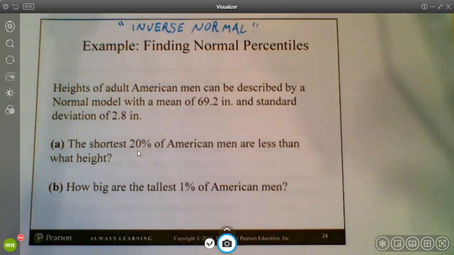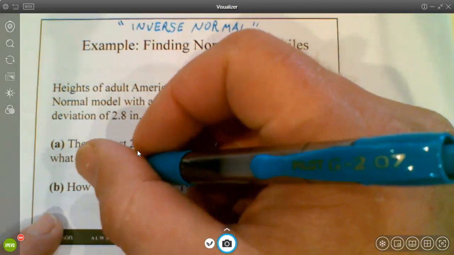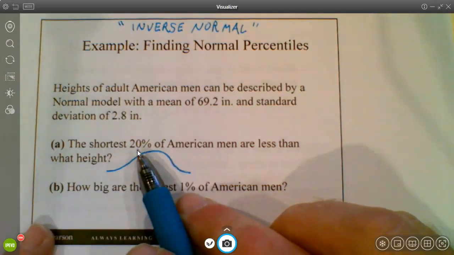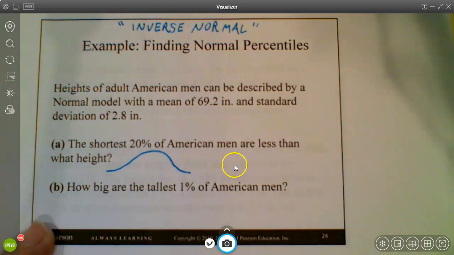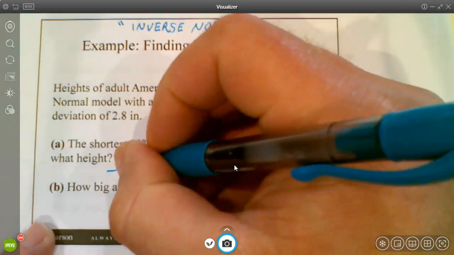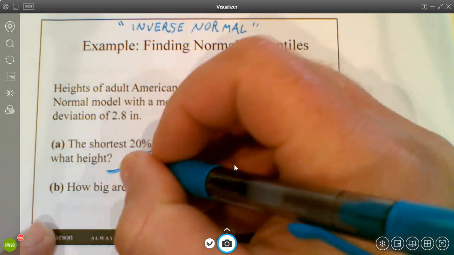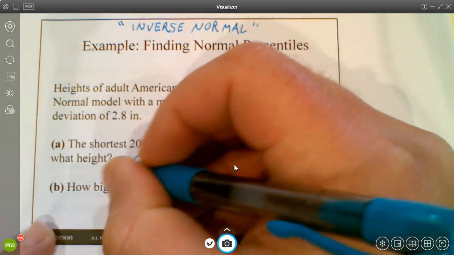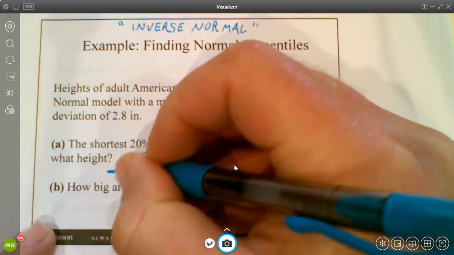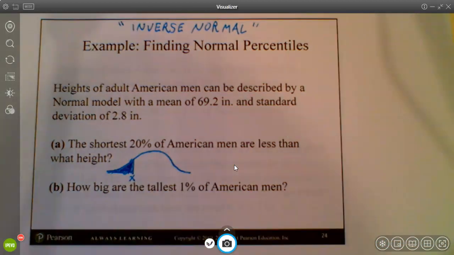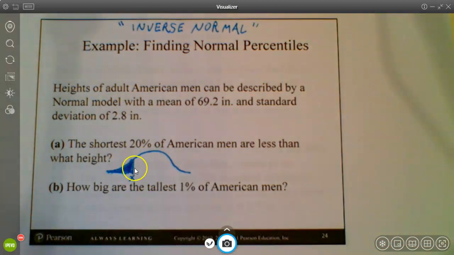So we need to know, in terms of our curve, when they talk about the shortest 20%, they're obviously talking about the bottom 20%. In other words, they're talking about this area right here of the curve, which is 20% of the area. All right, so this is what they're describing to us. Our goal is to figure out what number represents the bottom 20%. So we're looking for an x value to figure that out. So this is our inverse normal process.